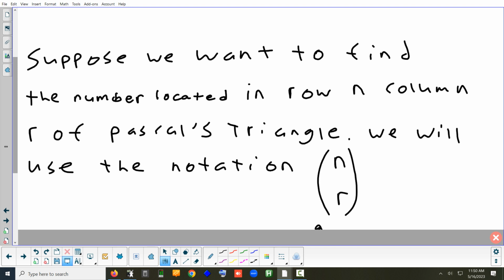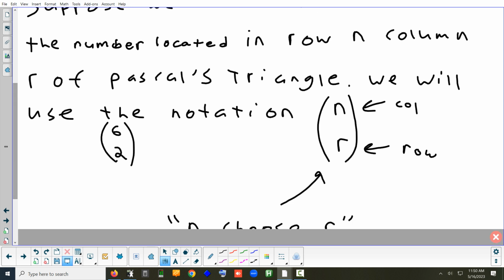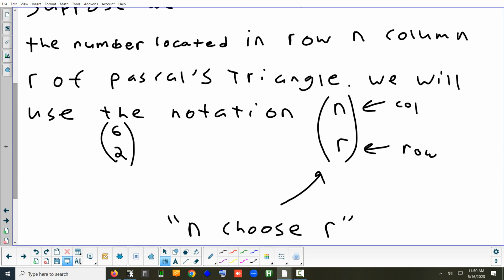The top number is the column. I wrote that up above. And the bottom number is the row. So if you wanted something in like, I don't know, like column 6, row 2, the notation for that would be this. And the way you pronounce that is 6, choose 2, or N, choose R.